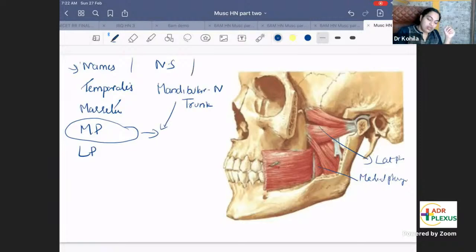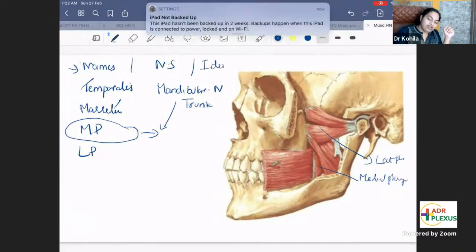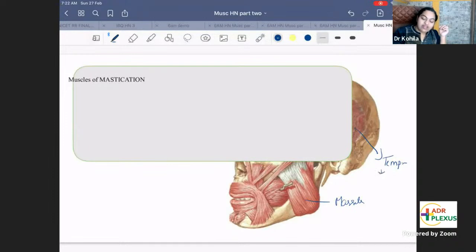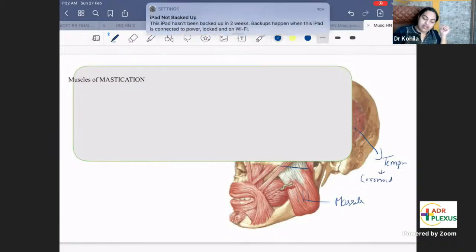The third thing that you should be able to identify is the muscles here. Outer surface of the ramus is masseter. From the temporal bone comes the temporalis muscle. This temporalis will insert into the coronoid process of mandible. Masseter comes from the zygoma and inserts into the ramus of mandible.